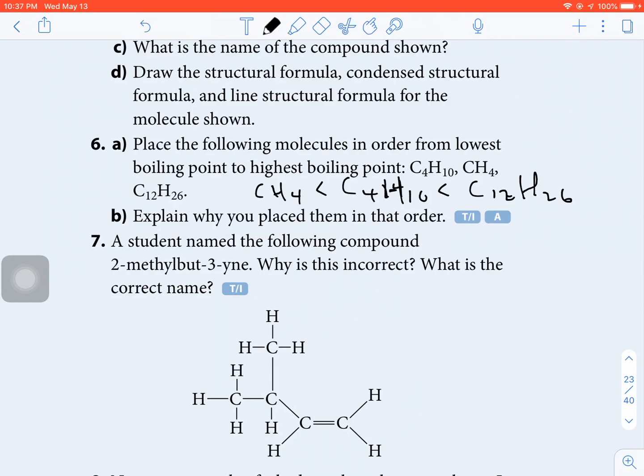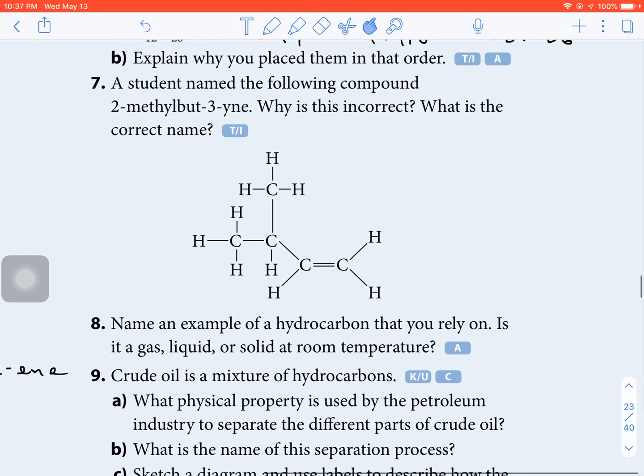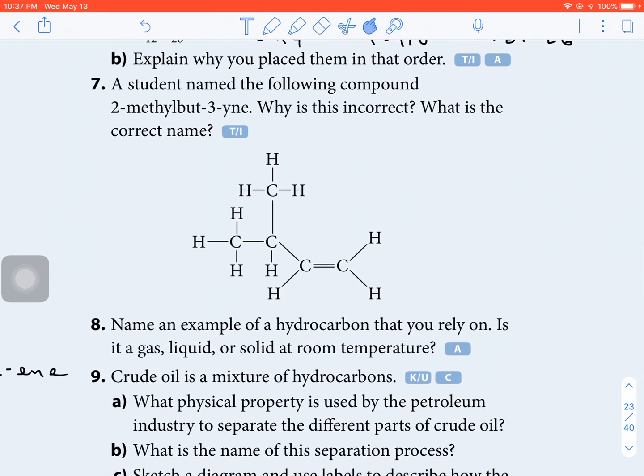Okay, question 7 here. It says a student has named this 2-methyl-but-3-yne. Why is this incorrect? It's incorrect for a lot of reasons. Number 1, there's no yne. It's an ene. It's a double bond, not a triple bond.